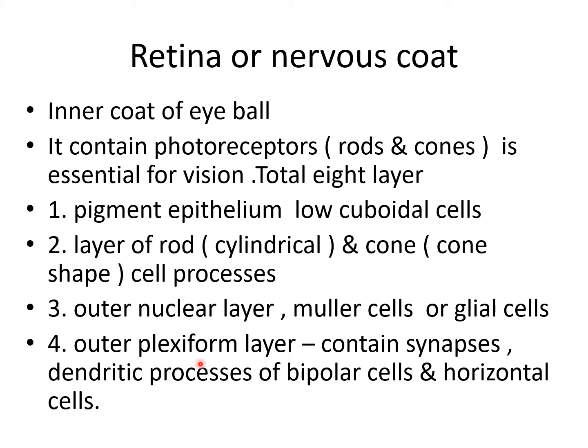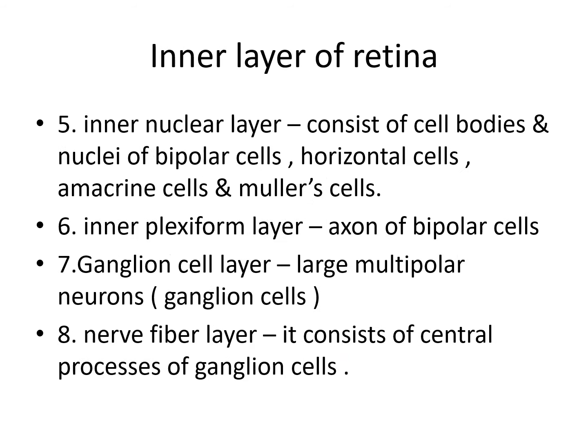The fourth layer, the outer plexiform layer, contains the synaptic dendritic processes of the bipolar cells and horizontal cells. The fifth layer, the inner nuclear layer, consists of the cell bodies and nuclei of the bipolar cells, horizontal cells, amacrine cells and the Müller cells. The inner plexiform layer contains the axons of the bipolar cells. The ganglionic cell layer contains the large multipolar neurons of the ganglion cells. And the eighth, the nerve fiber layer, consists of the central processes of the ganglion cells. So these are the total 8 layers of the retina.